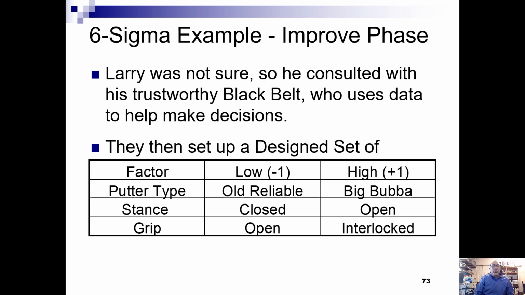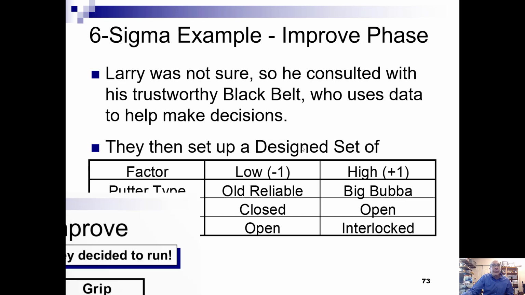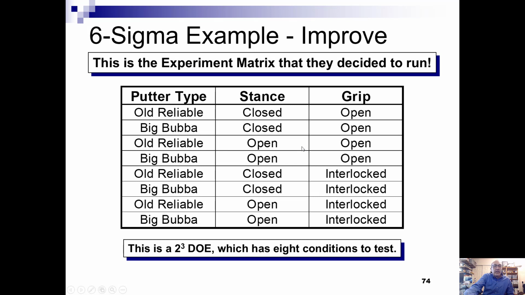Larry was not sure, so he consulted with his trustworthy black belt who used the data to help him make the decisions. They set up a design of experiments with the following settings: putter type, stance, and grip. This is the experiment matrix that they decided to run. This is a 2 to the third DOE, which has 8 conditions to test.